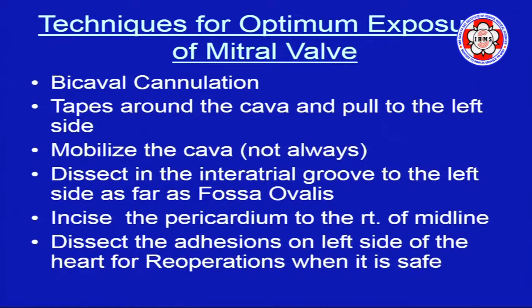I like to incise the pericardium to the right of the midline. That offers a better exposure by rotating the heart into the left chest. Again, dissect the adhesions on the left side of the heart for reoperation only when it is safe. It has always been practiced and preached that you always dissect the left side of the heart. I do not do that, because if you have a mammary artery, the worst thing is you traumatize the mammary artery in the process of dissecting the adhesions, and you're worse off. And I've seen people get into LVs, RVs with this process. That's why I always recommend, if you have good exposure, do not do anything more than what's necessary.